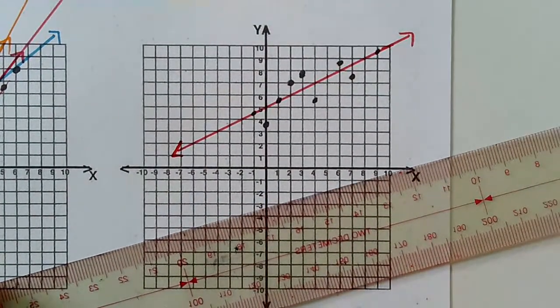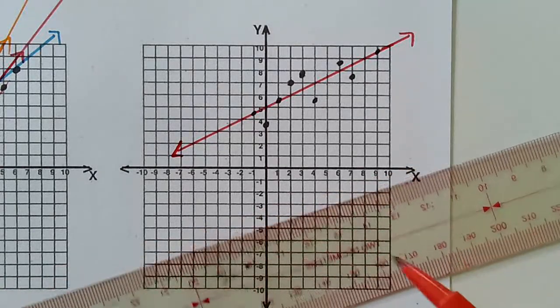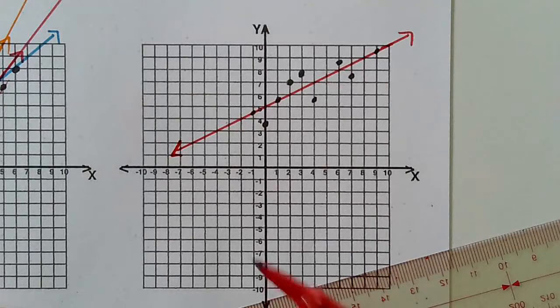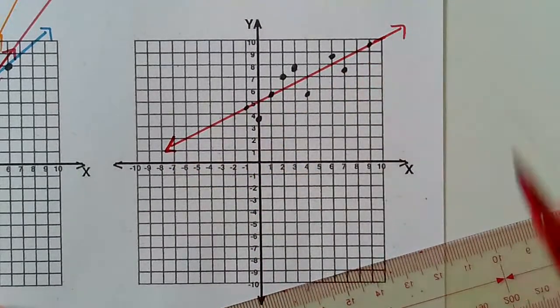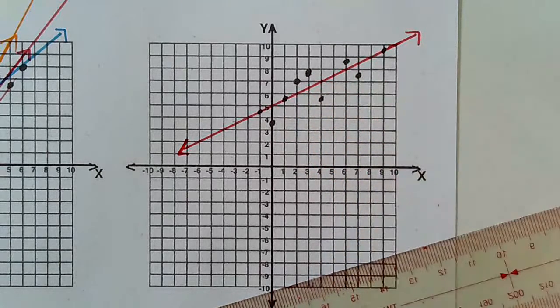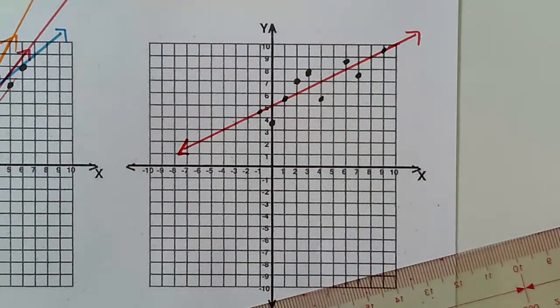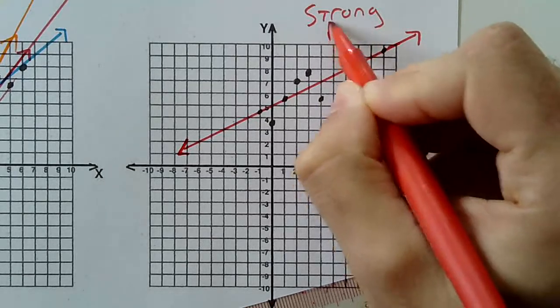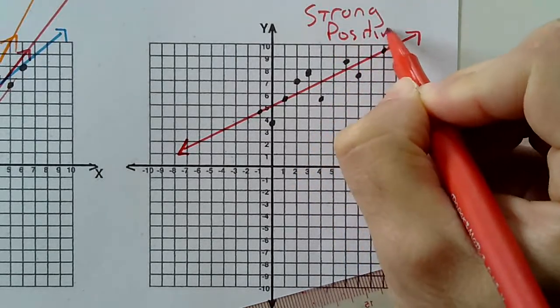Okay, last piece here. We wanted to talk about correlation. So would this be a positive or a negative correlation? Well, it's going to be positive because it's going in an upward direction. And these points are pretty close to the line. So I might say this is a strong positive correlation.